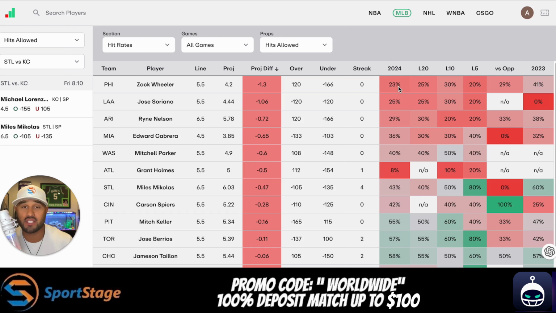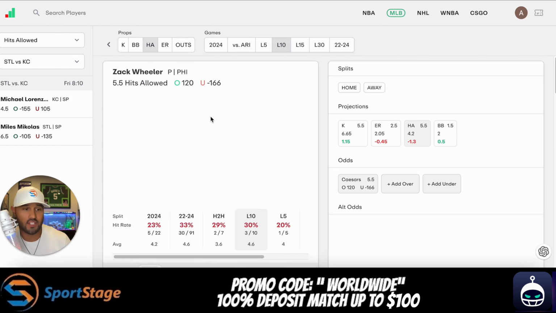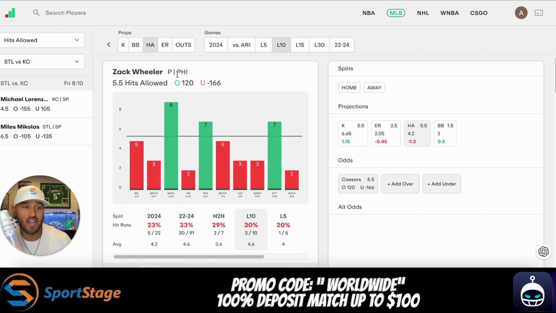23% of the time he's hit this over. Meaning, if we do the math, 77% of the time he's hitting the under. I like that. Let's click on Zach Wheeler and dive a little bit deeper. So 5.5 hits allowed. The over's at plus 120 odds, according to Caesars Sportsbook. The under is at minus 166 odds, so heavily favored on the under as far as Caesars Sportsbook goes.